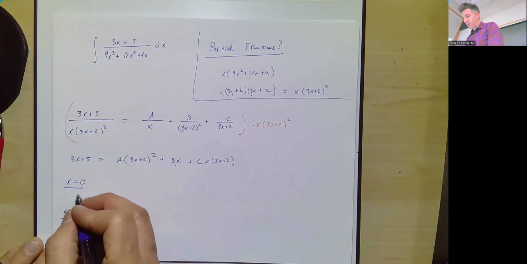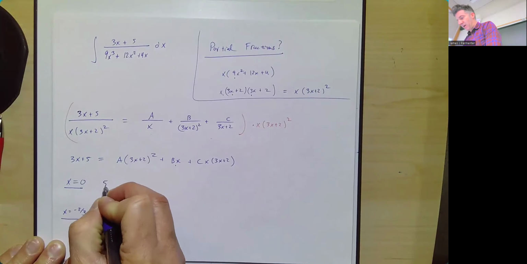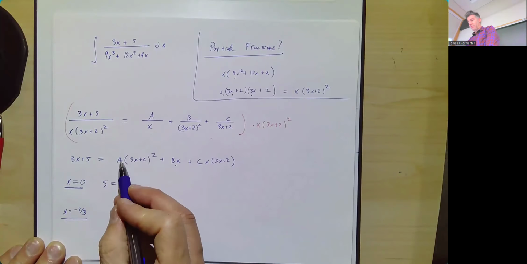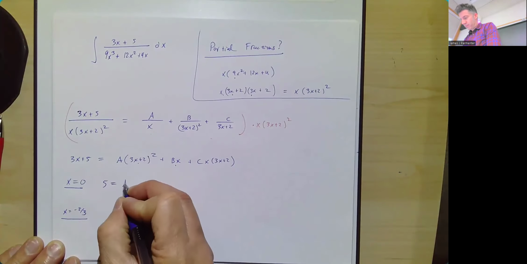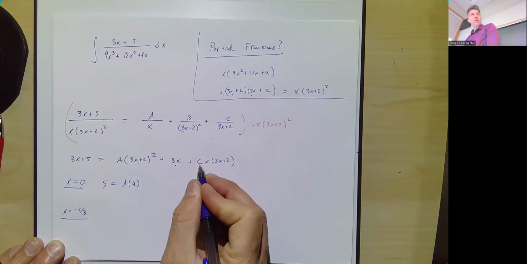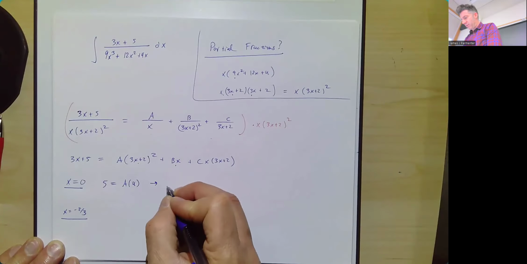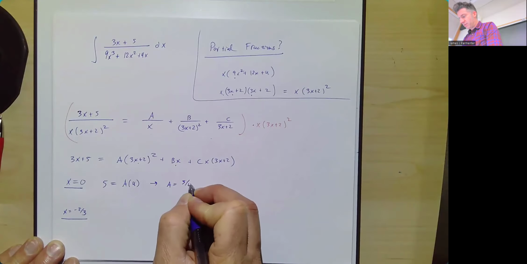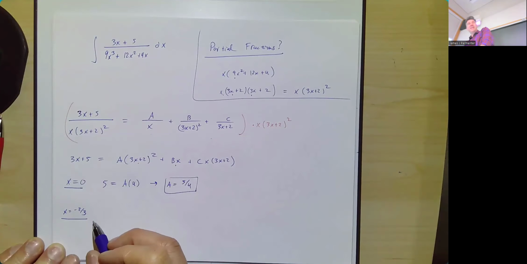So now we're going to get for x equal to 0, on the left-hand side, 5. On the right-hand side, a times 2 squared, plus b times 0 plus c times 0. So a is going to be the beautiful 5/4. Okay. And then plugging in negative 2/3.